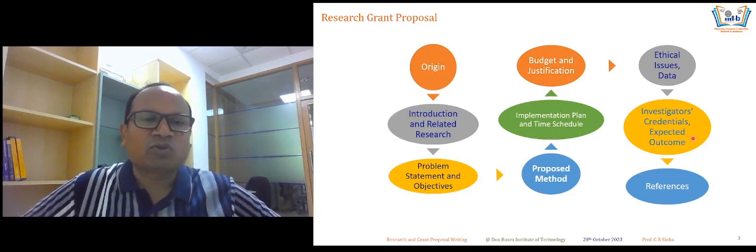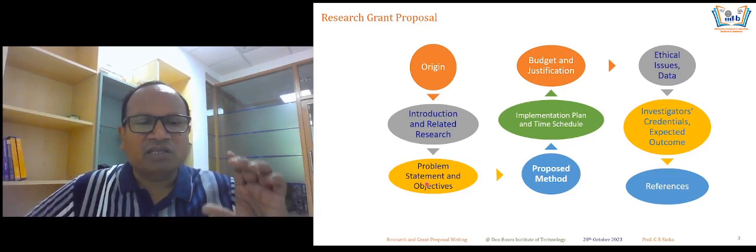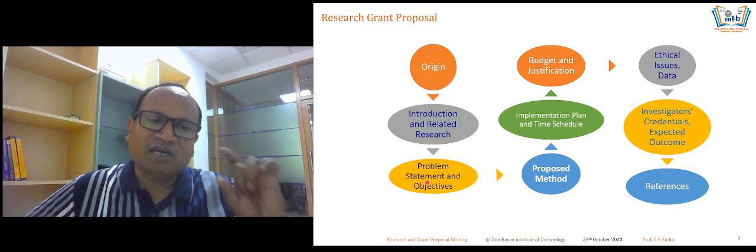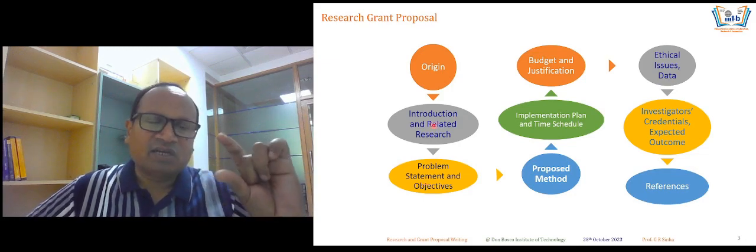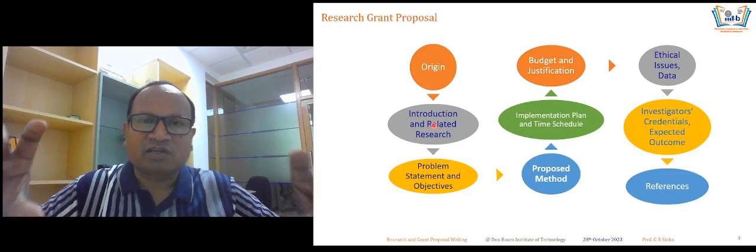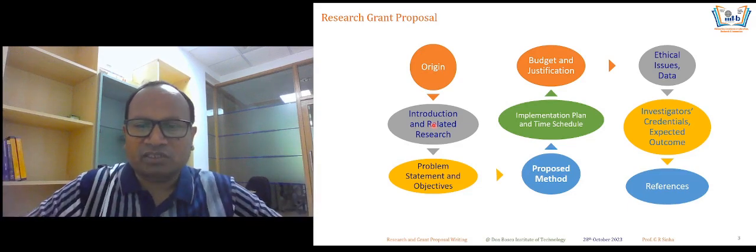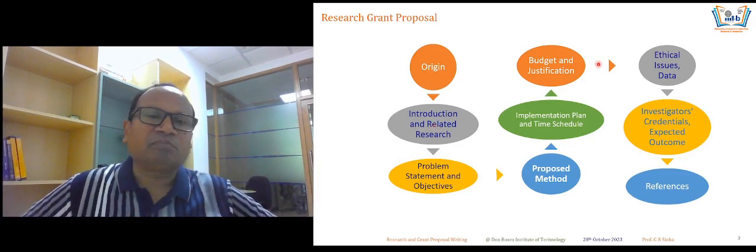What is very important is the origin. The other important things are the problem statement and objectives. And for that, the related research, either at national level or international level, is very, very important. And then the expected outcome and budget are also important factors.